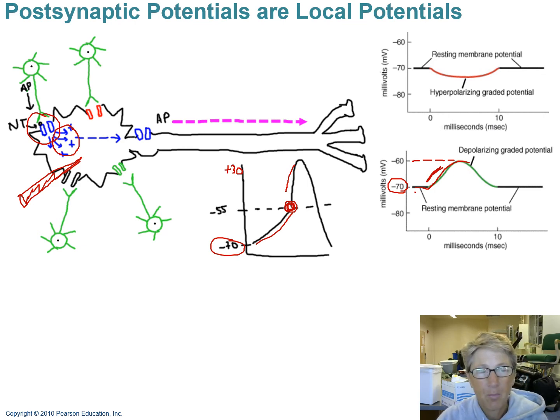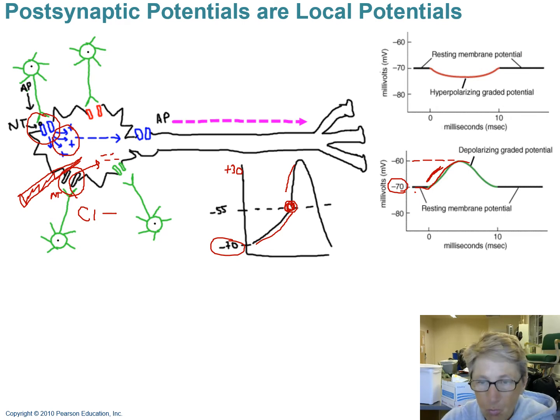Then, if instead of positive charges, your neurotransmitter here stimulated this ligand-gated channel and negative chloride ions poured in. So negative chloride comes into the cell. That's a bunch of negative charges. Then your graph would look like this. So again, you start at minus 70 millivolts. Negative chloride ion starts to move into the cell, and you get even more negative. So it's a hyperpolarizing graded potential because you're even lower than the resting membrane potential.